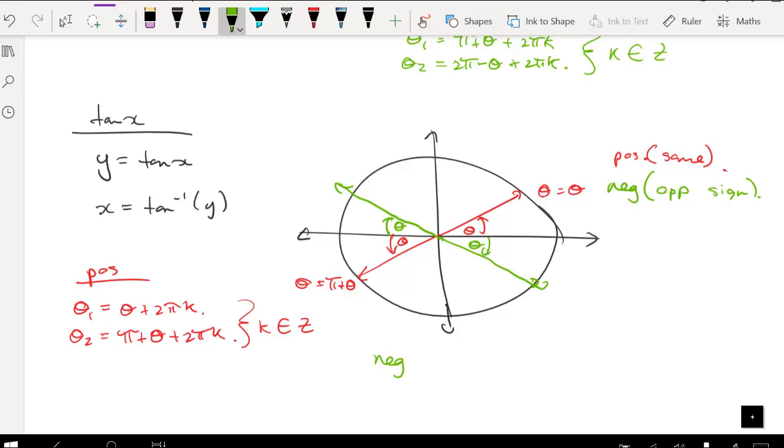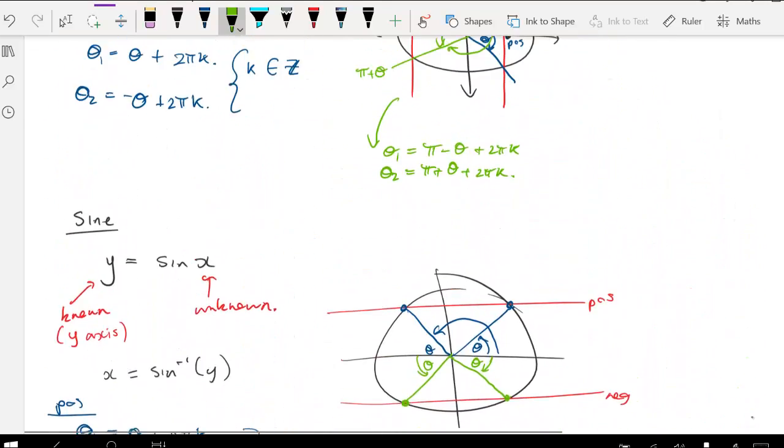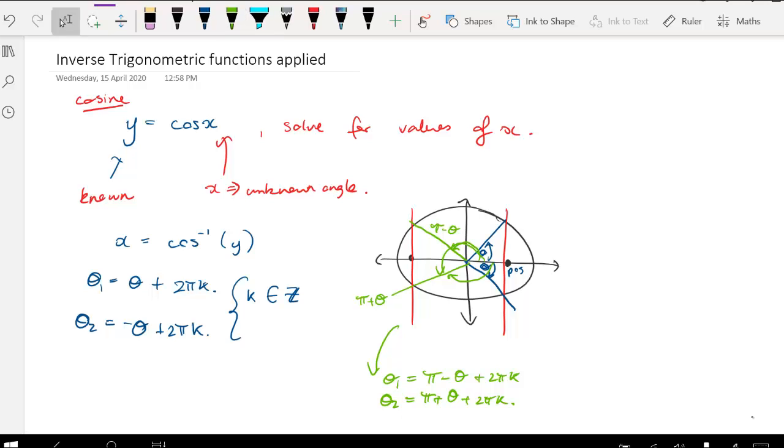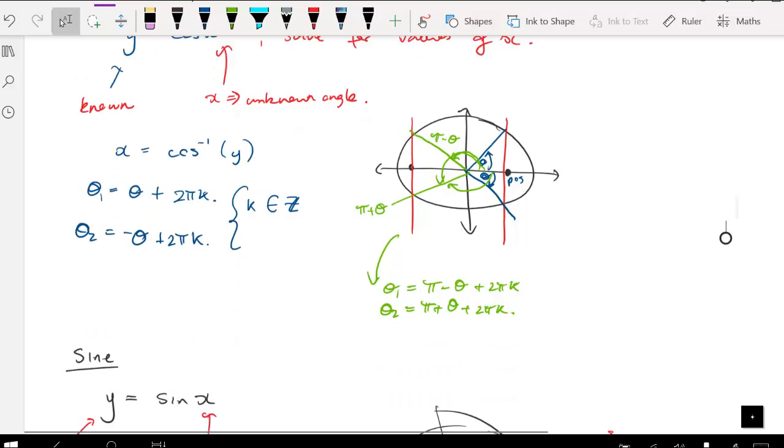And we look at our negative, theta 1 being pi take theta plus 2 pi k, and our second one being 2 pi take theta, or just negative theta if you prefer, plus 2 pi k, again where k is an element of a set of integers. So essentially that's how we use these inverse trig functions to solve for unknown angles. It is really dependent on the domain given and the scenario, but that's what we're doing.